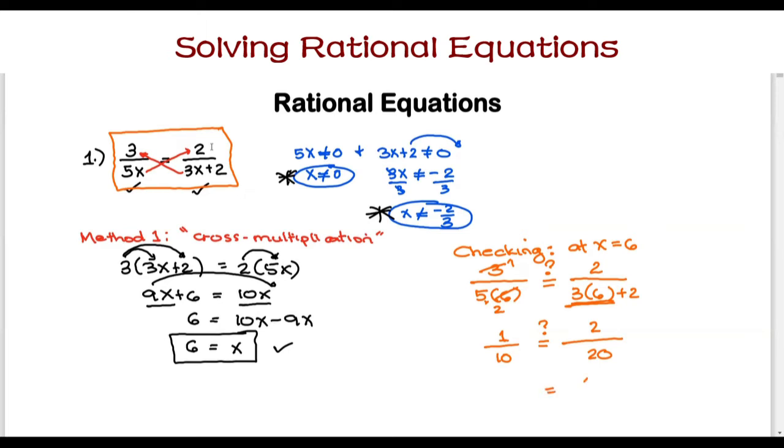It is 1 over 10. At yun, equal na sila. So, this is the time that we put a check mark. Alright? Okay, so this is the first method, the cross multiplication method.